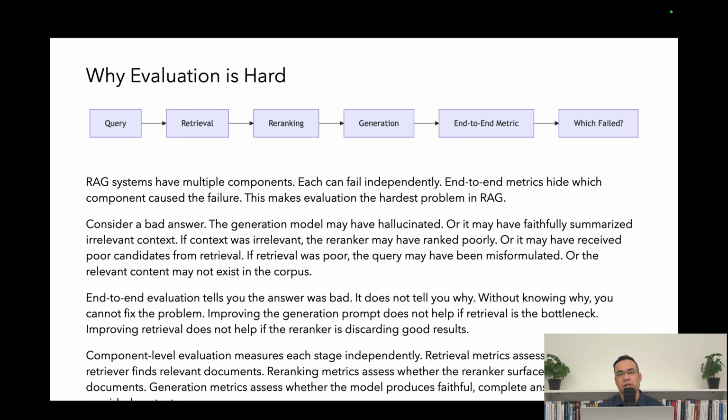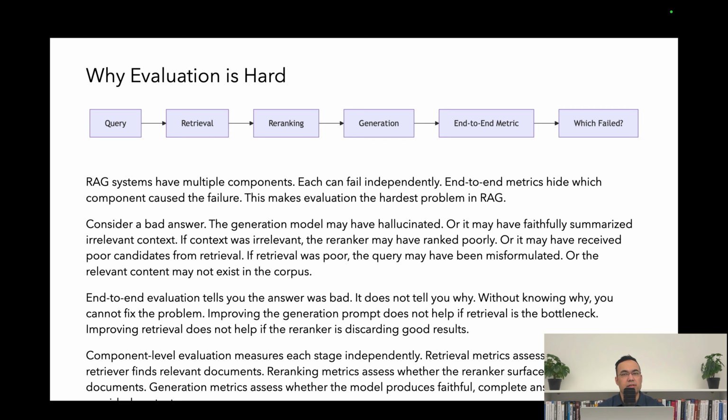RAG systems have multiple components, and each can fail independently. End-to-end metrics hide which component caused the failure. Consider a bad answer. The generation model may have hallucinated, or it may have faithfully summarized the irrelevant context. If the context was irrelevant, the re-ranker may have ranked poorly, or it may have received poor candidates from retrieval. If the retrieval was poor, the query may have been misformulated, or the relevant content may not exist in the corpus.